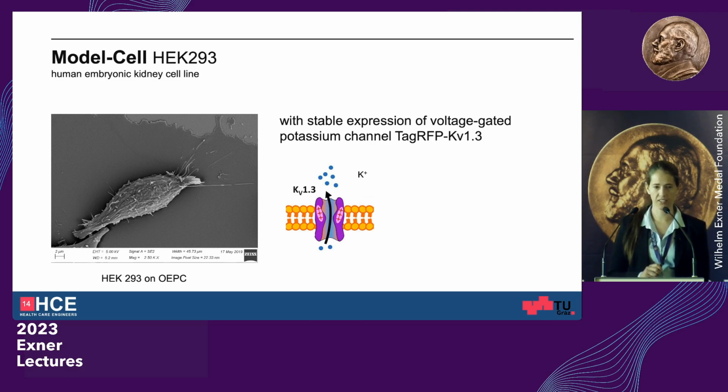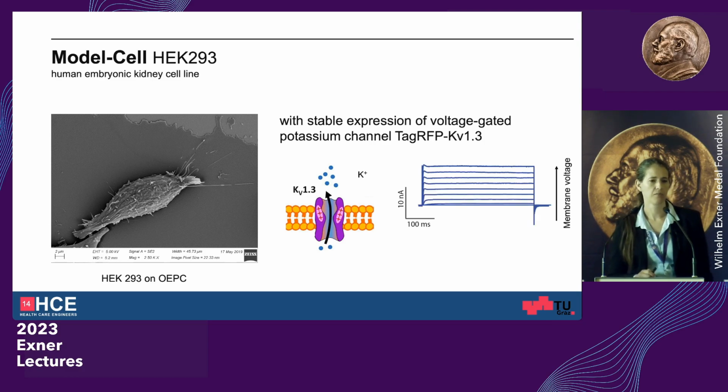Why is this channel so nice for our ideas? Because when I change the voltage of the cell, which I can do experimentally, this channel immediately opens, so the kinetics are really fast. And when I leave the voltage the same, then the channel doesn't close. So we thought this might be a good idea to get a first impression of what the OEPC devices are doing to these voltage-gated ion channels.